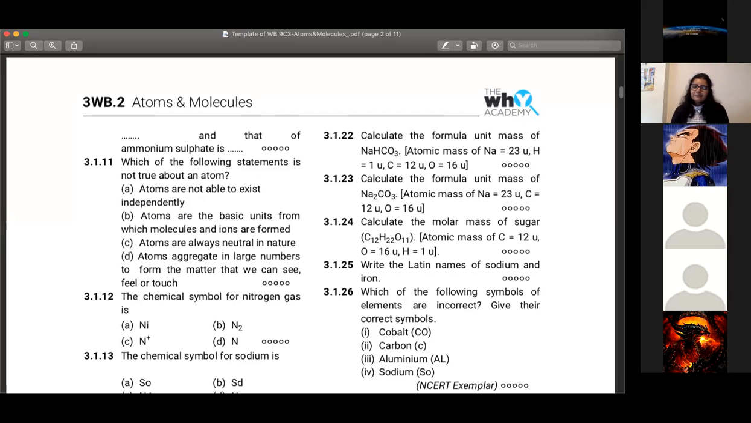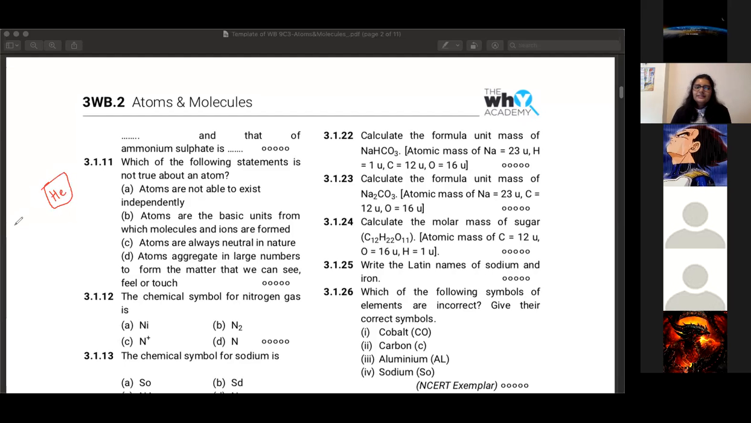Not necessarily. A lot of times they're not able to exist independently, but a lot of times they do exist independently. The best example is your monoatomic elements, right? Helium, the atom is existing independently. Ma'am, but in the definition of atom, it was written that smallest particle of an element that cannot exist independently. Not necessarily, just make that correction.